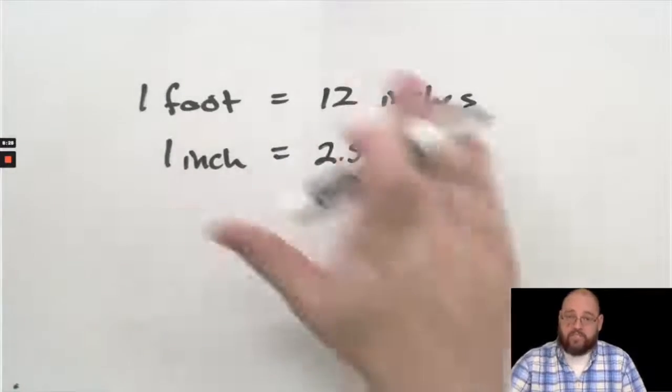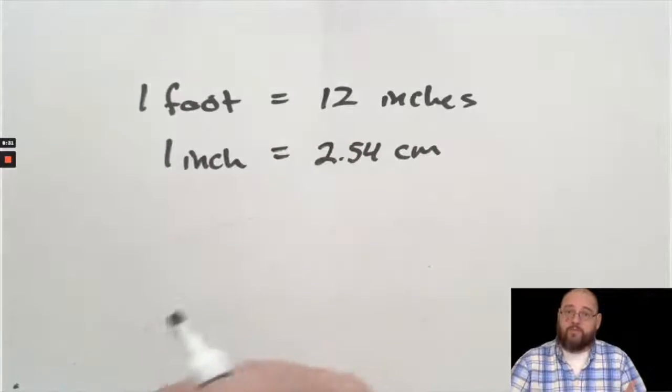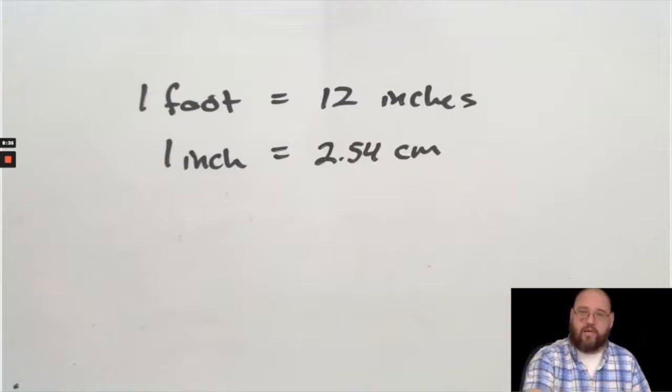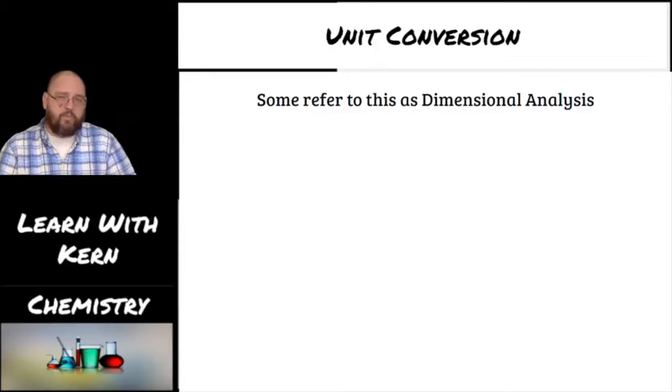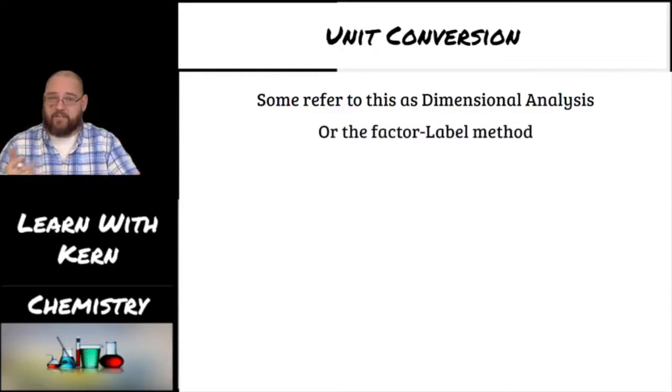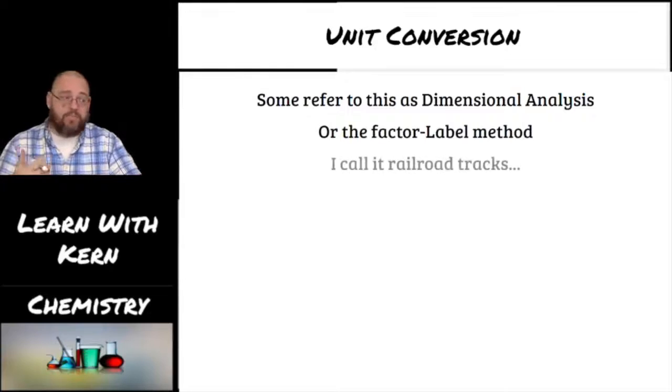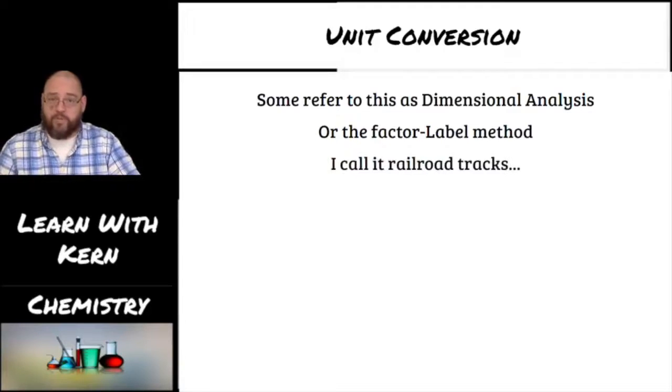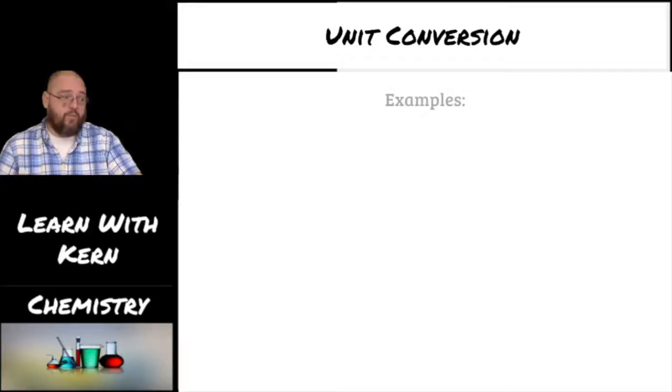Now, we use these conversion factors to set up fractions to give us that right value of 1, just the right amount of 1. So some people are going to refer to this process as dimensional analysis, and some people refer to it as the factor label method. I personally call it the railroad tracks, because the way I do this, it ends up looking like you're drawing out railroad tracks with numbers on them. So let's get into how we do this.